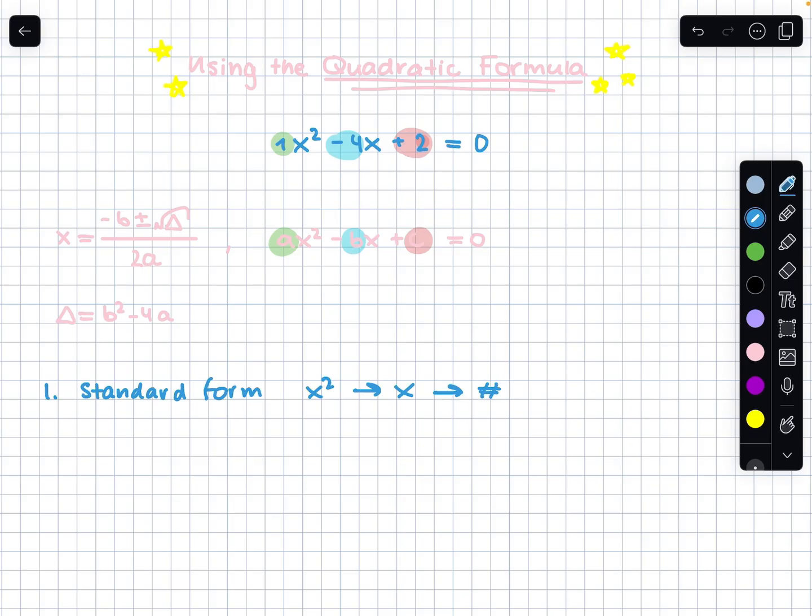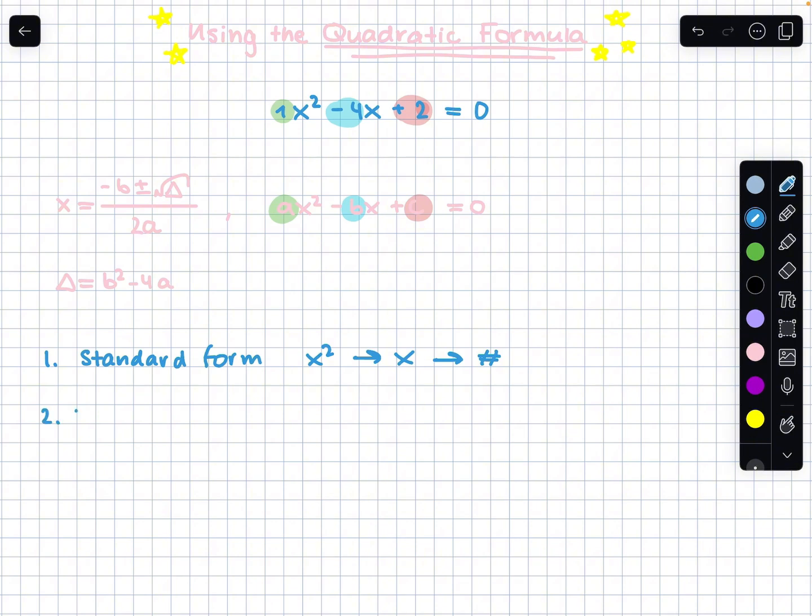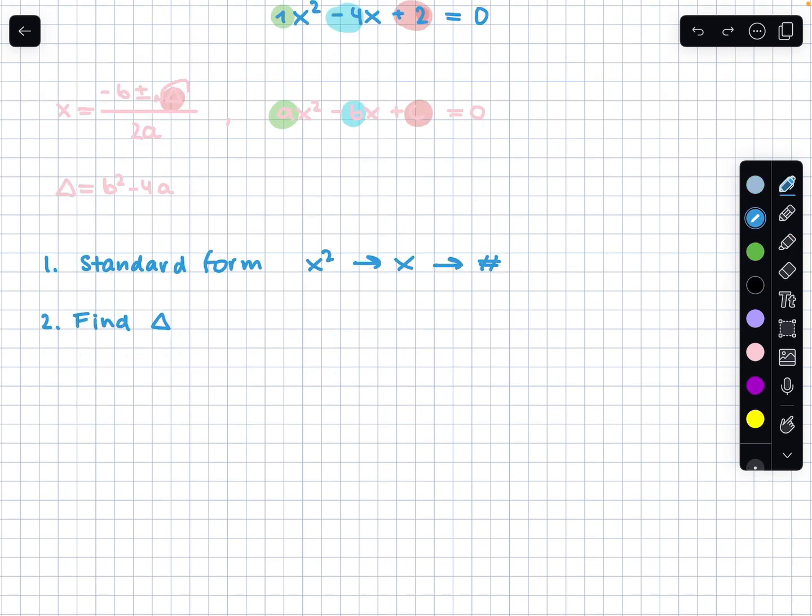So now that we know the a, b, and c that we'll be using in the formula, the second step is to find delta. And here it is in the formula. So when you're finding delta, you're obviously looking for the value itself, but you're also checking its relation to 0. So you're checking if delta will be more than 0, if delta will be equal to 0, or if delta will be less than 0.